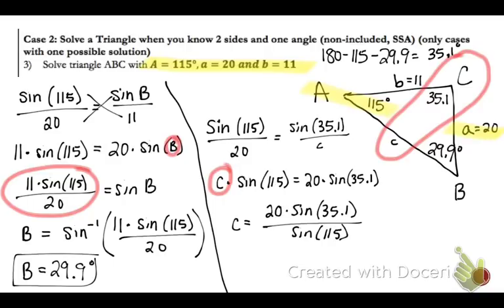Now we can put it in our calculator. We're not taking sine inverse on this part of the problem because I wasn't solving for an angle. Anytime you solve for an angle, you're going to use sine inverse. And I get side C to be 12.7.